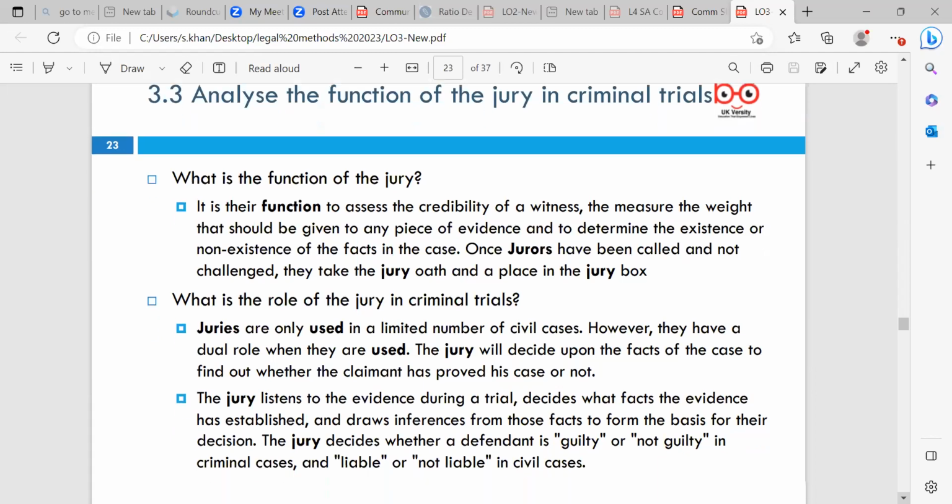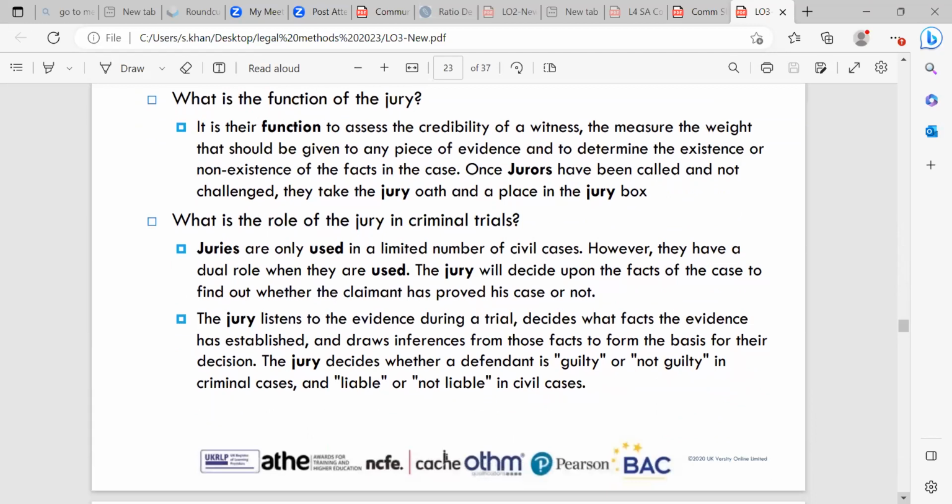What is the role of the jury in criminal trials? Juries are only used in a limited number of civil cases. However, they have a dual role when they are used. The jury will decide upon the facts of the case to find out whether the claimant has proved his case or not. The jury listens to the evidence during a trial, decides what facts the evidence has established, and draws inferences from those facts to form the basis for their decision. The jury decides whether a defendant is guilty or not guilty in criminal cases, and liable or not liable in civil cases.